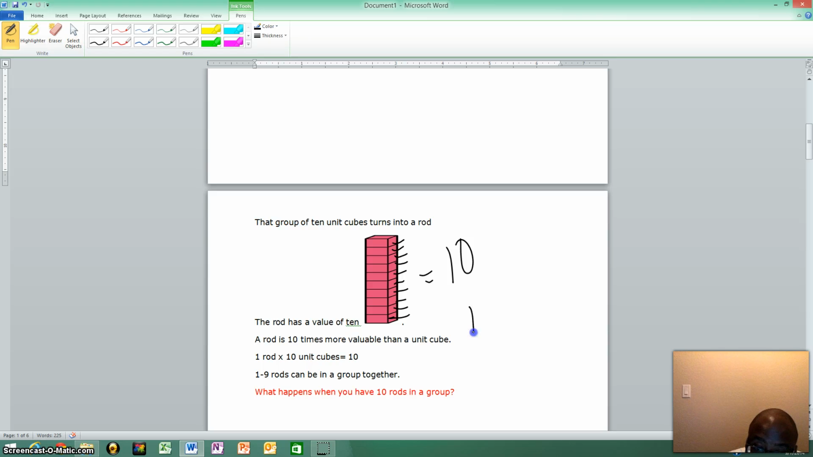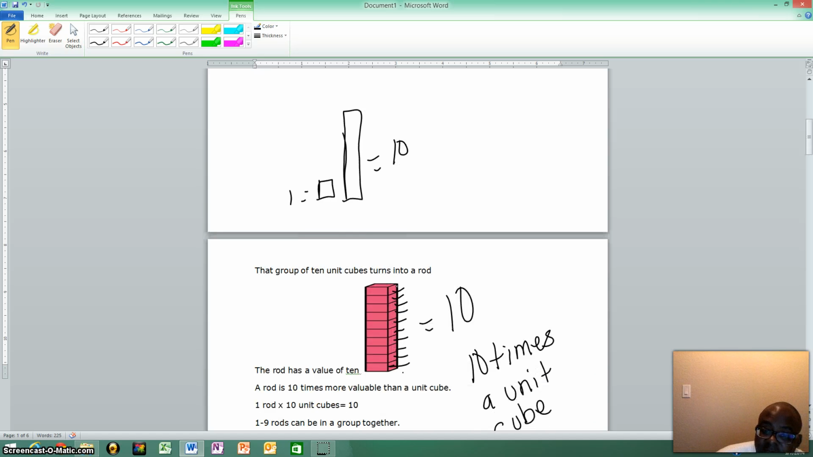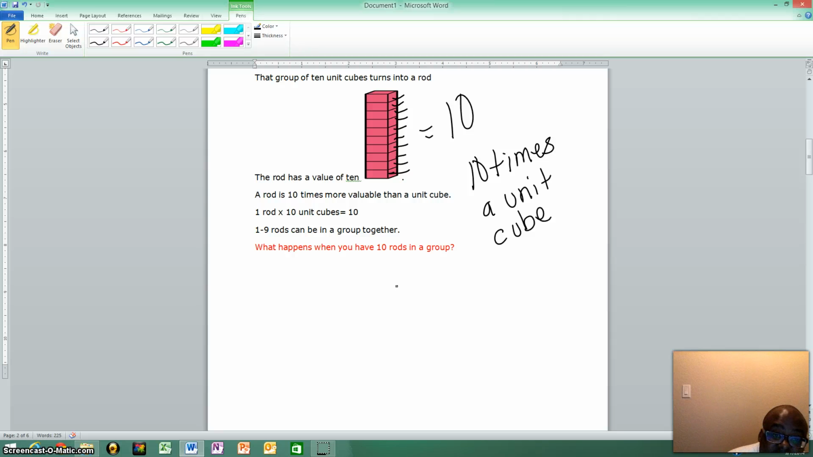And it is 10 times a unit cube because it's 10 times bigger. So if I go scroll right on back up here, and if I draw my little unit and then draw my rod, we can see that this is 1, that's 10. It's 10 times bigger. So if I have 10 unit cubes, 1 rod, that's going to give me a value of 10.